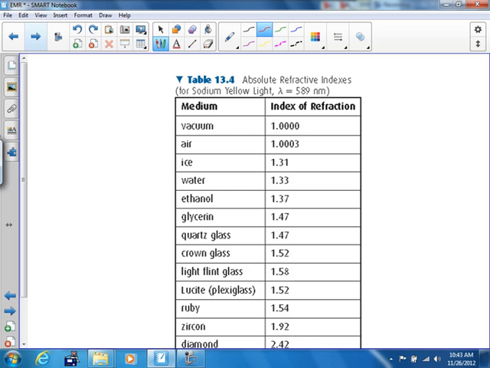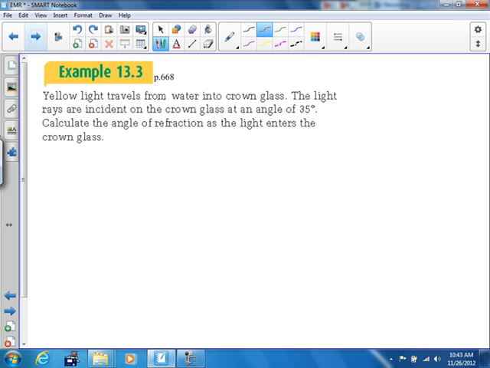Just for review, I made a mistake and put it on this page as well. But there's a bunch of indices of refraction, that exact same slide that we showed just a minute ago. Again, we don't need to memorize those, but we will have to refer back to them sometimes. Let's take a look at a relatively straightforward example here.